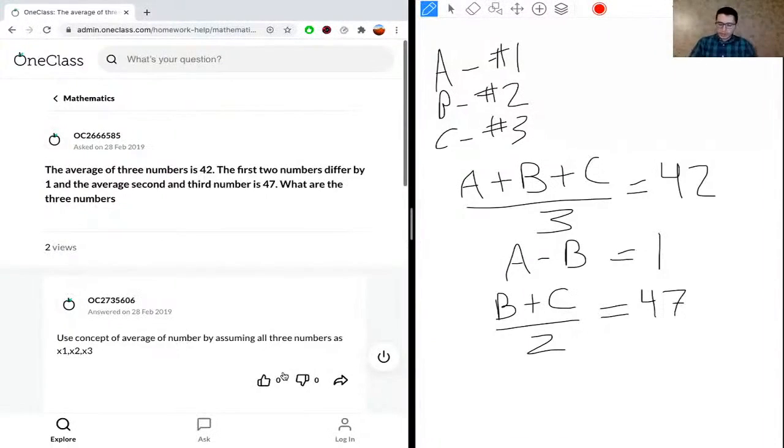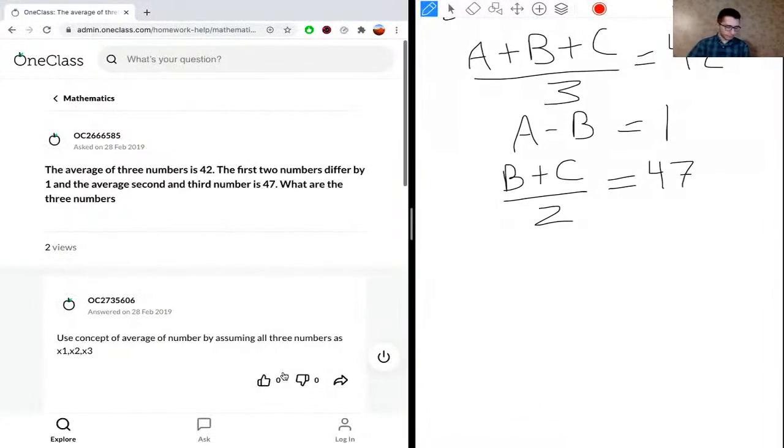So here we can see we have three equations and three unknowns, so we can just use algebra here to solve. The first thing we want to do is rearrange these two equations and substitute them into this equation. So we'll start by doing that.